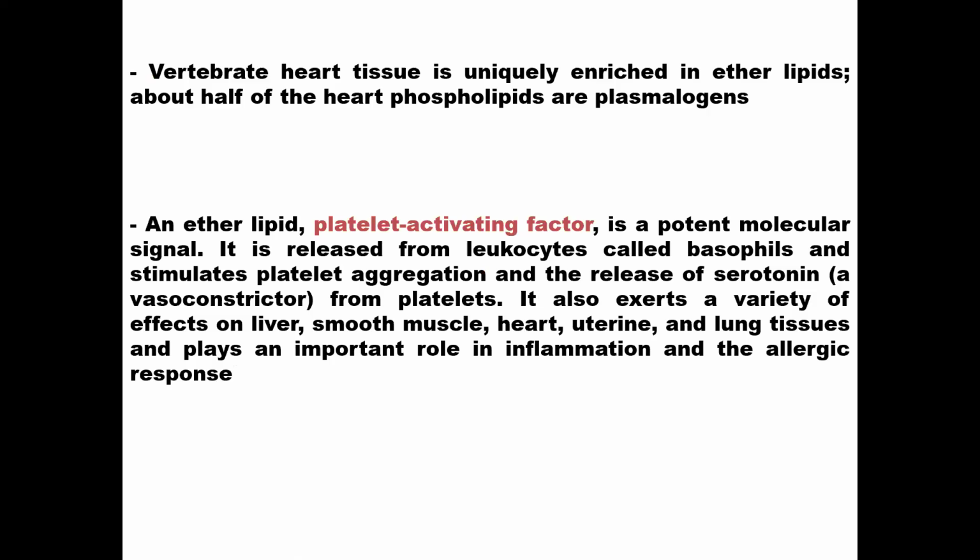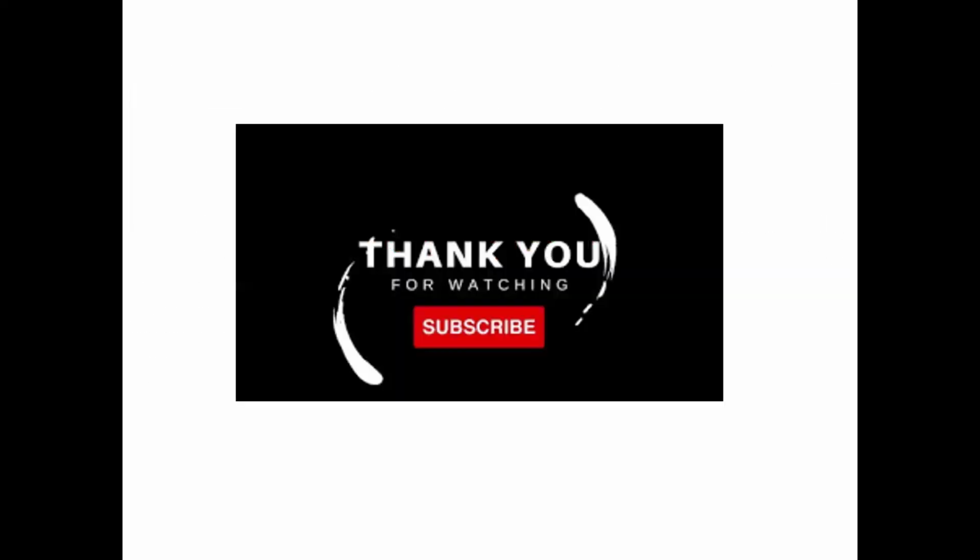Vertebrate heart tissue is uniquely enriched in ether lipids. About half of the heart phospholipids are plasmalogens. An ether lipid, platelet activating factor, is a potent molecular signal. It is released from the leukocytes called basophils and stimulates platelet aggregation and the release of serotonin, which is a vasoconstrictor, from the platelet. It also exerts a variety of effects on liver, smooth muscles, heart, uterine wall, and lung tissues, and it plays an important role in inflammation and allergic response.